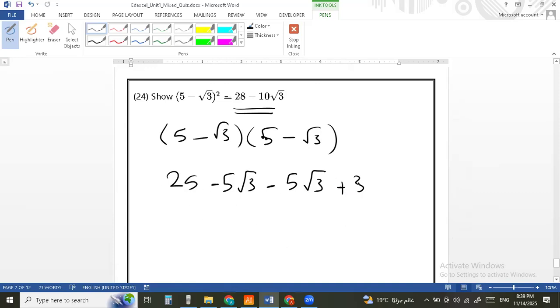Let's simplify. 25 plus 3 is 28. Negative 5 root of 3 and negative 5 root of 3 is negative 10 root of 3. I proved and showed that this is the same as this.